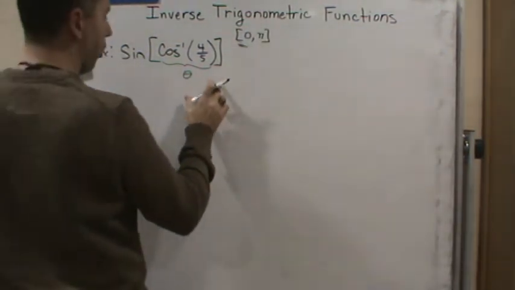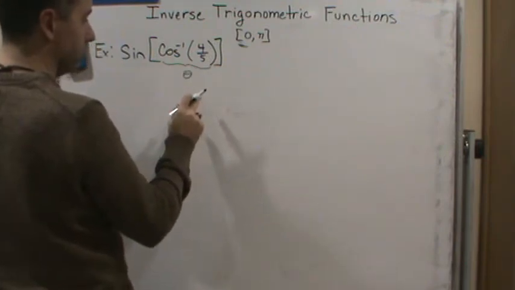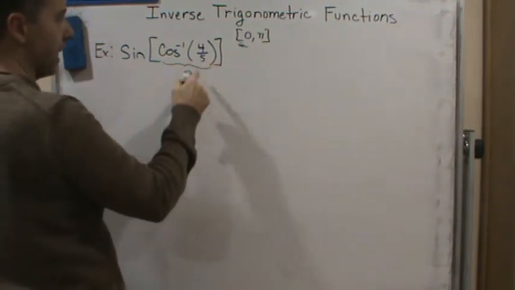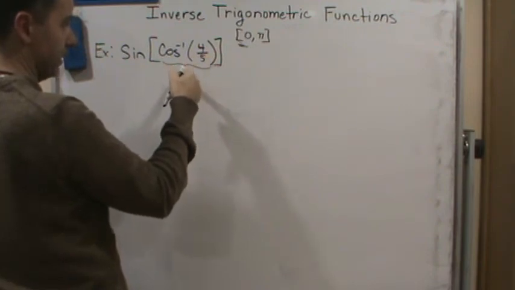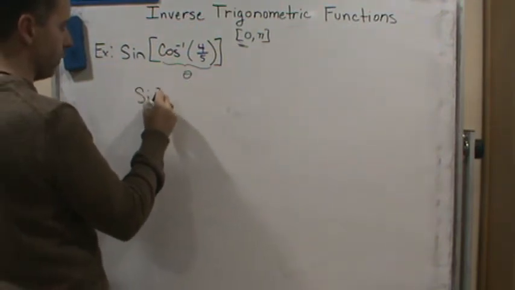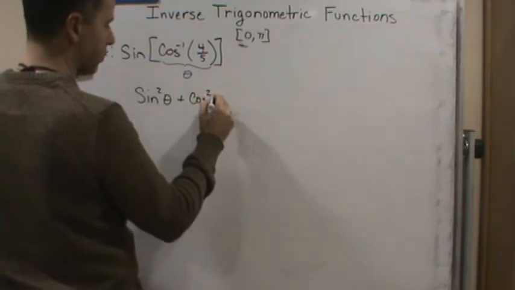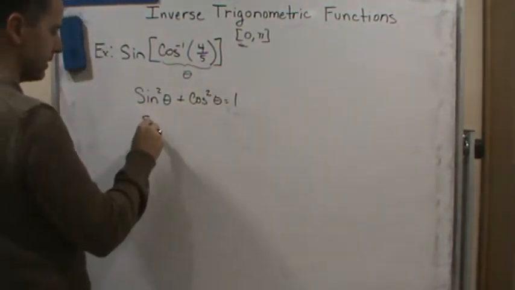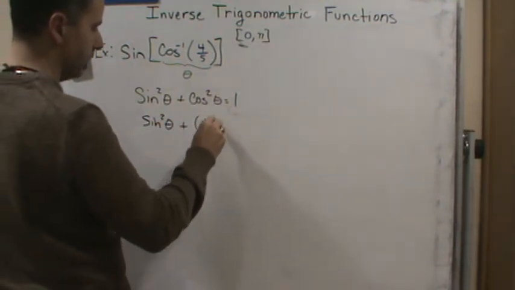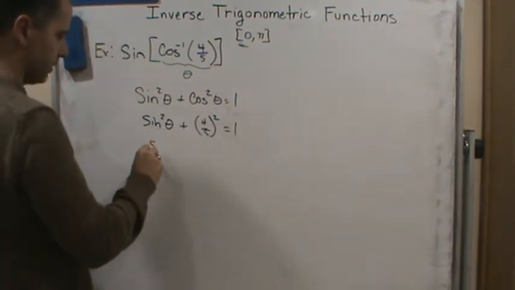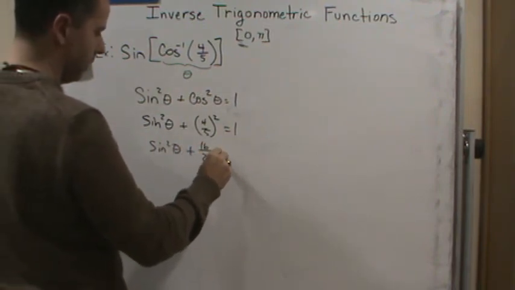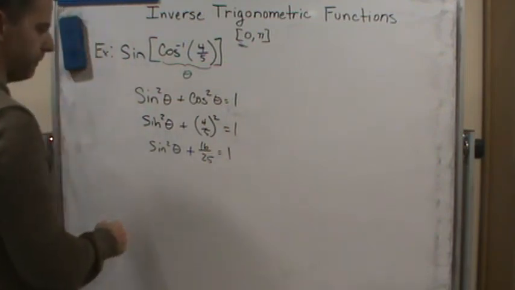Right? So I know that the cosine of theta equals 4/5. That's what this is telling me. On this here, cosine of theta of this angle, whatever this angle is, the cosine of theta equals 4/5. So I can use the Pythagorean identity that says sine squared theta plus cosine squared theta equals 1. So that means sine squared theta plus 4/5 squared equals 1, which says sine squared theta plus 16/25 equals 1. And then now I'm going to subtract 16/25 from each side.